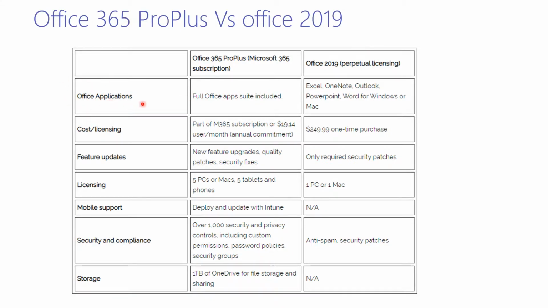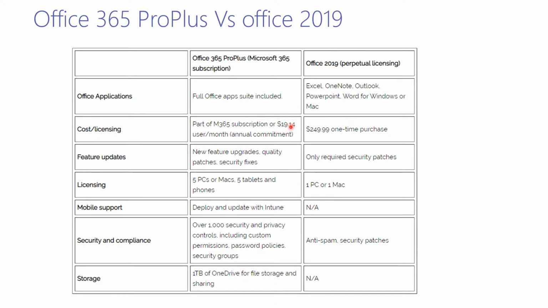For example, if you go to Office application, you will get the full Office application suite with Pro Plus. So you'll get all the Office 365 applications with it as well. In 2019, you get Excel, OneNote, Outlook, PowerPoint, Word for Windows or Mac. So these are the things that you get for perpetual licensing, and these are the things you get for Pro Plus. Cost and licensing, part of M365 subscription, or $19.